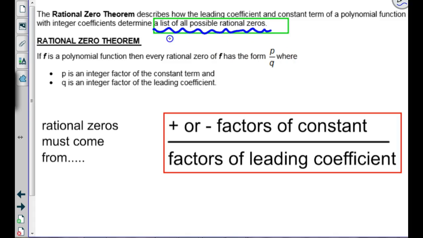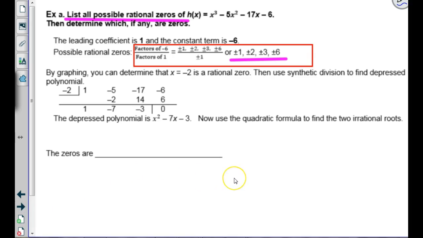All of the possible rational zeros come from a list that is created by taking the factors of the constant term at the end, dividing it by the factors of the leading coefficient. You have to know which one goes on top, guys. So we did this example yesterday. All the factors of -6 over all the factors of 1 just came out to be these.